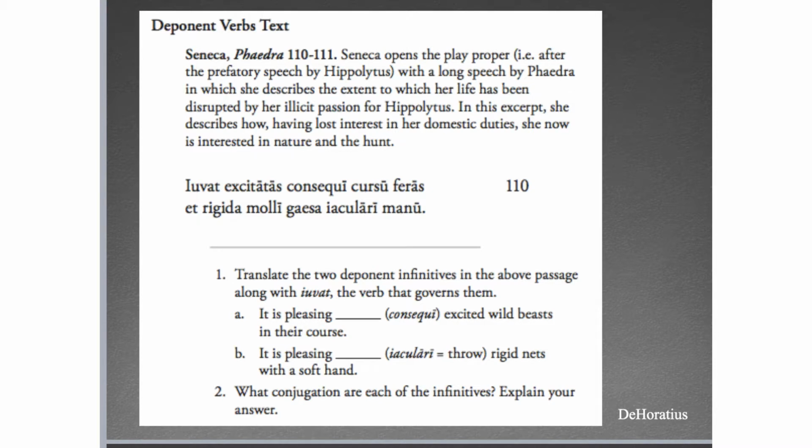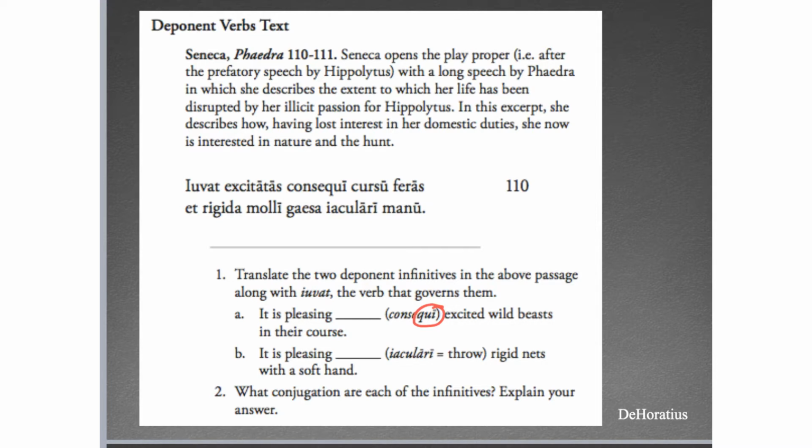All right, here is a text, just some practice translating. It is pleasing, consequi, and I will not translate it for you, but I will point out that that is an infinitive. I just circled the QU to give a little more space, to make sure you can see the I. So it is pleasing, blank, excited wild beasts in their course. And consequi means pursue. It is pleasing, blank, rigid nets with a soft hand. And of course iaculare, as it says, is throw. So you've got to translate it so that it makes sense.